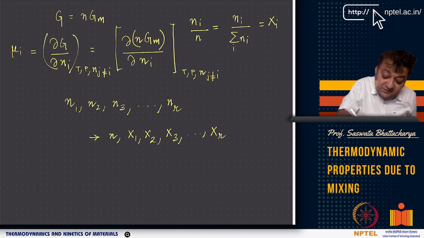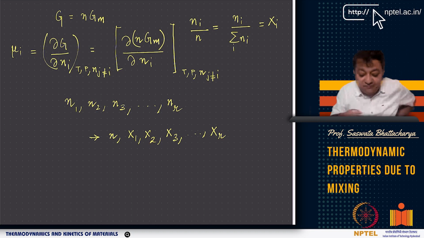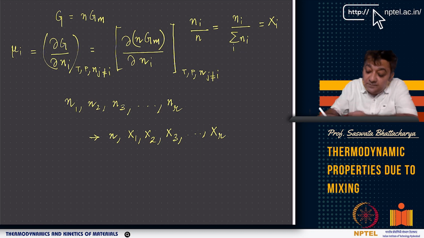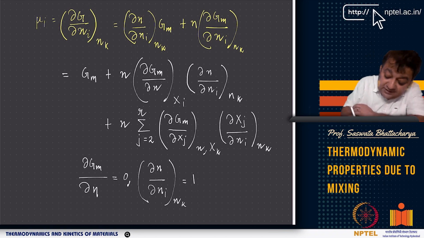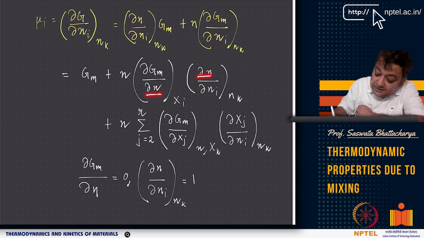GM is the molar free energy of the solution, and N is the total number of moles, the sum of all the components. Ni by N is nothing but xi, and if you are mapping N1 to N3 this way, say there are R components, so I am talking about R components. If you continue to derive, you have del G del Ni, which is del N del Ni GM plus N del GM del Ni. We have done this.